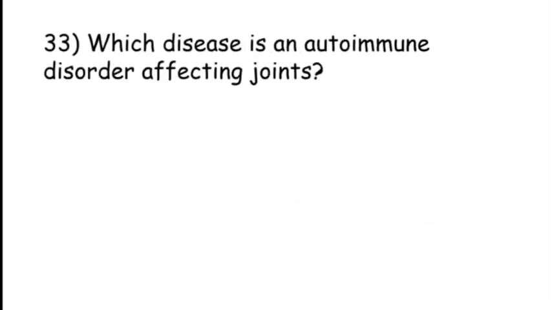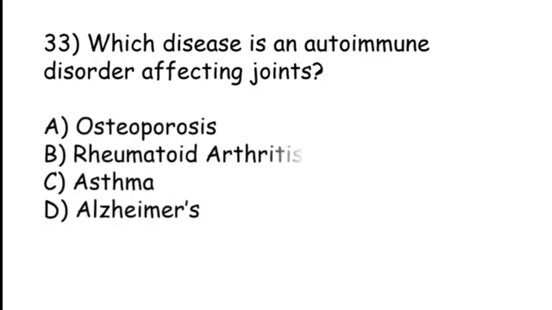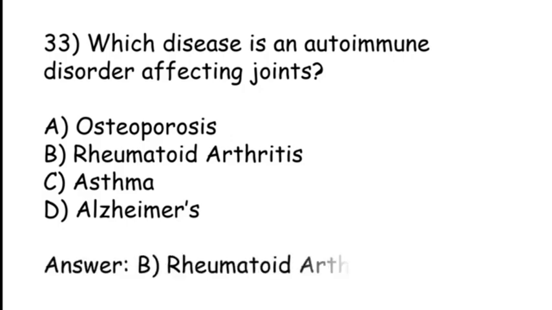Which disease is an autoimmune disorder affecting joints? Osteoporosis, rheumatoid arthritis, asthma, Alzheimer's. The correct answer is option B, rheumatoid arthritis.